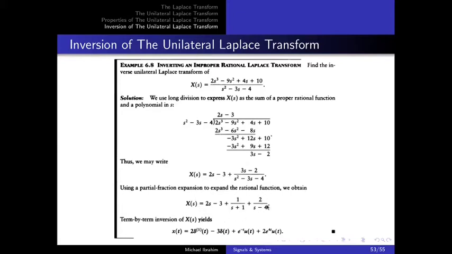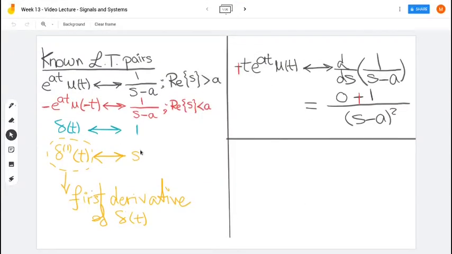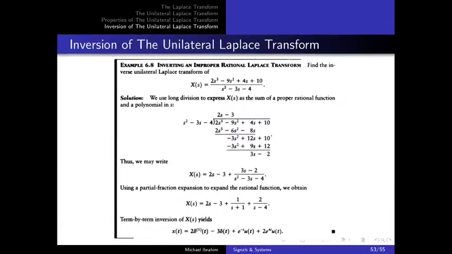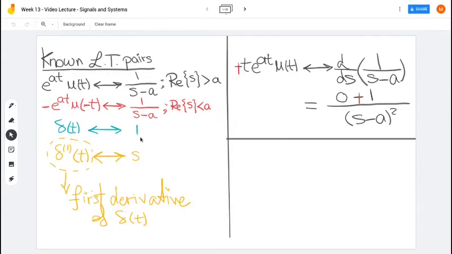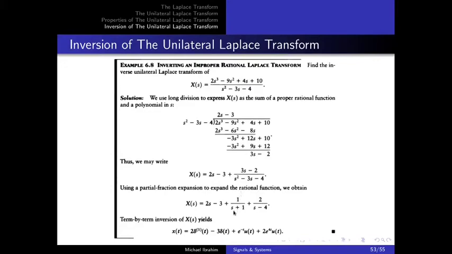Now we can use the table we have to do the inverse. So the term s basically corresponds to a time domain signal, which is the first derivative of an impulse, denoted as delta 1 of t. So here the first term is 2 delta 1 of t minus 3 delta of t, because a constant, like just 1, will give us delta of t, so 3 will give us 3 delta of t. And 1 over s plus 1 is similar to 1 over s minus a, where a is minus 1, so we'll get e to the minus t u of t. And here it's s minus 4, so a is equal to 4, so we'll get e to the 4t u of t.